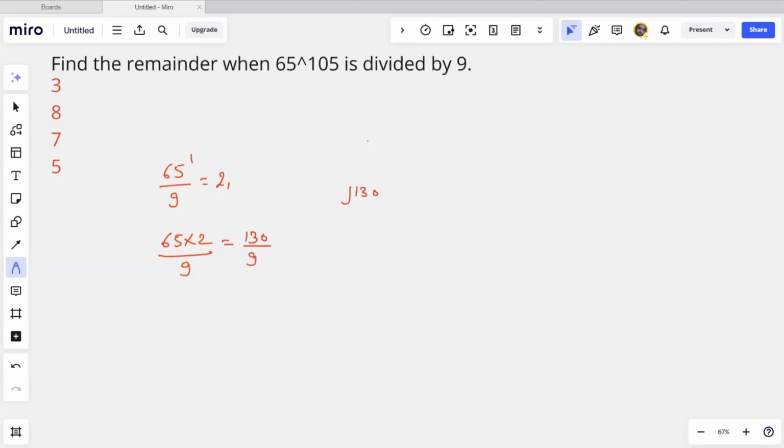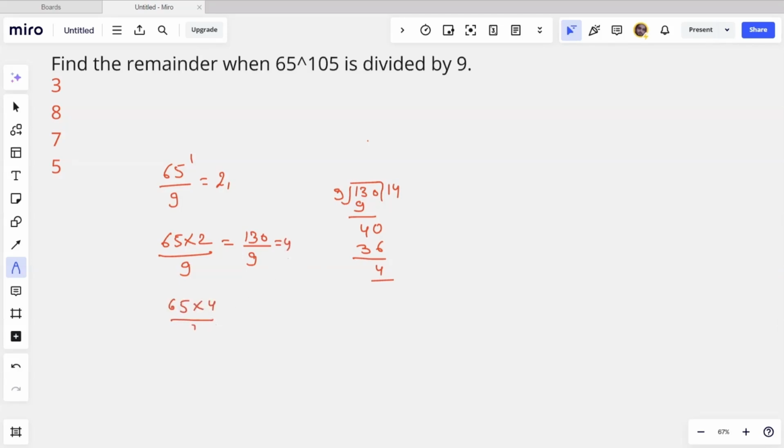So when we divide by 9, 9 1s are 9, and what will it be? It will be 4 and 0. So 9 4s are 36. So the remainder is 4. The remainder is 4. Now calculate another remainder.